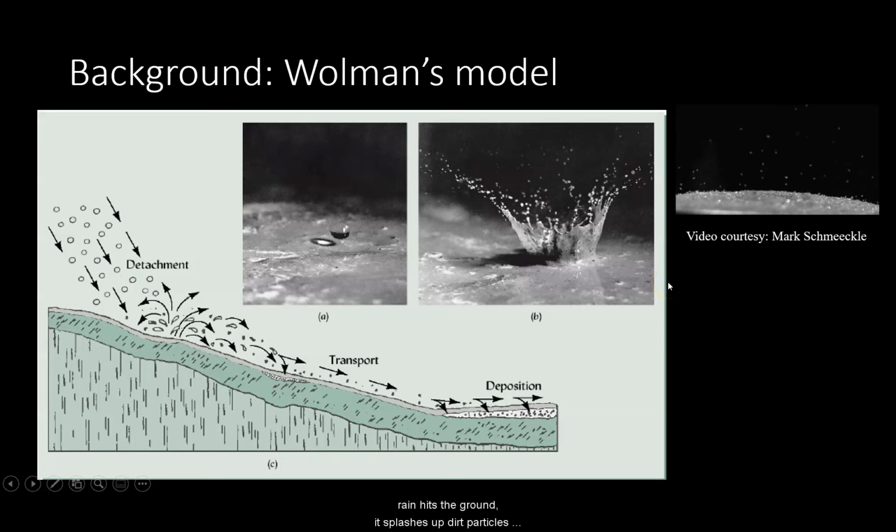Rain hits the ground, it splashes up dirt particles, and when the rain continues, you begin to get a surface film of water. When that water film occurs, you can transport the dirt particles that were ejected from rain splash and you move them down the system towards gullies, rills, and rivers.